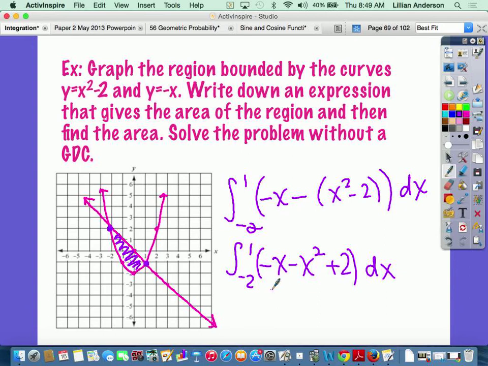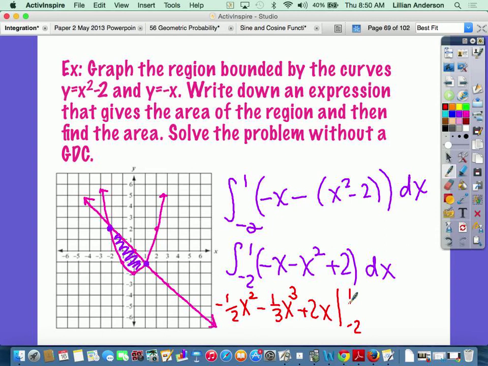How do we find the area? Take the antiderivative. What's the antiderivative of -x? -1/2 x squared minus x cubed over 3, or 1/3 x cubed, plus 2x. And I'm going to evaluate that from -2 to 1. Now when I evaluate, what number am I plugging in first? The 1, and then I subtract what I get when I plug in the -2. You always plug in your upper bound and subtract your lower bound.